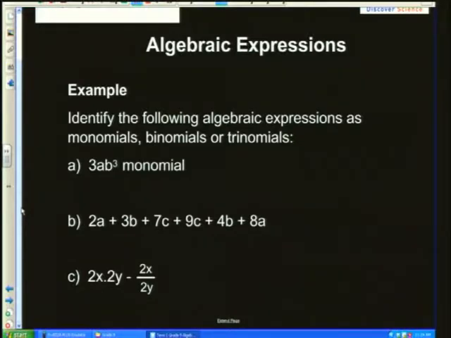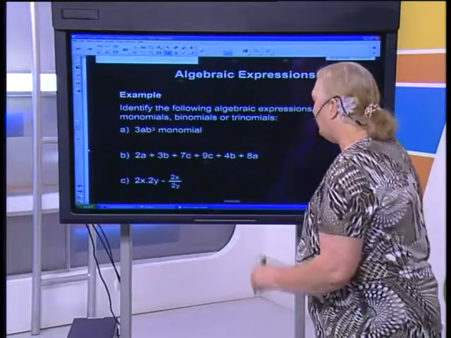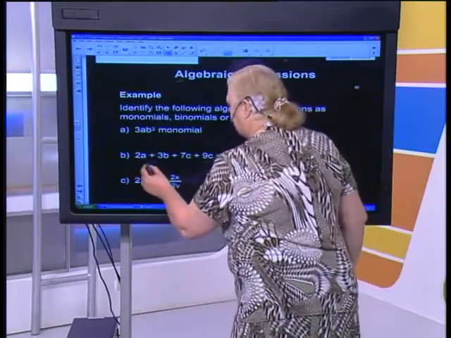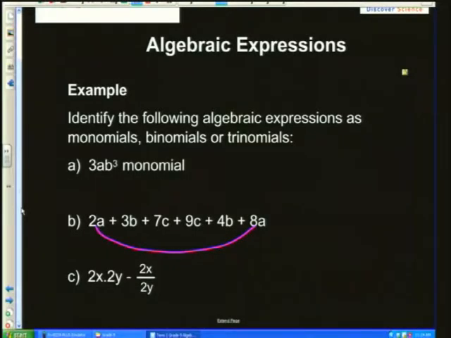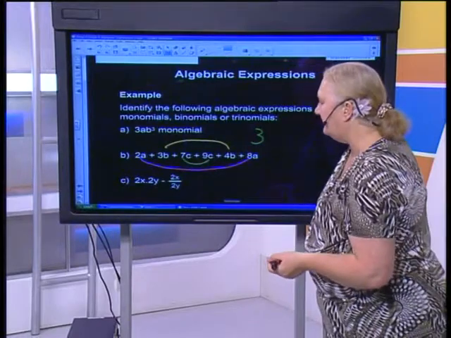For us to be able to do this, we have to find the like terms, and that is why we started with like terms. We have to see if there are any like terms first. Now, 3b and 4b are like terms, and so are 7c and 9c. So in actual fact, if we add those up, we only have three terms, and that will make it a trinomial.